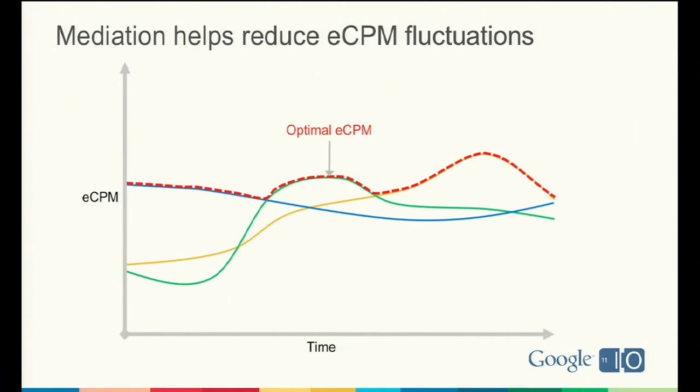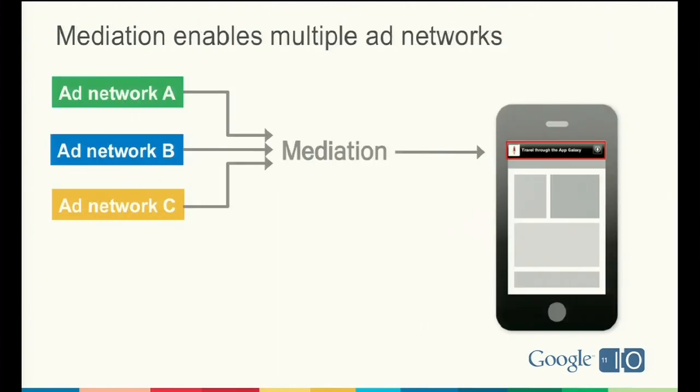So what you want to do is called mediate. You want to mediate between multiple ad networks. And mediation means that in any ad slot, so in this application here, at the top of the app, there's one ad slot, and mediation allows you to serve any ad network into that ad slot. Let's say this week Ad Network A is making the most money. You can serve Ad Network A's ads into that ad slot.